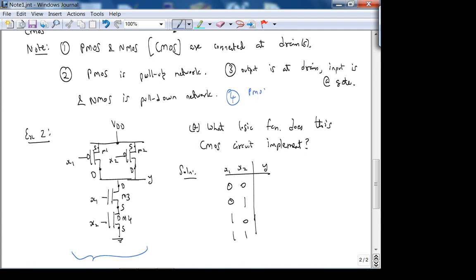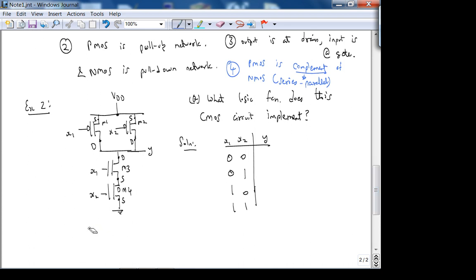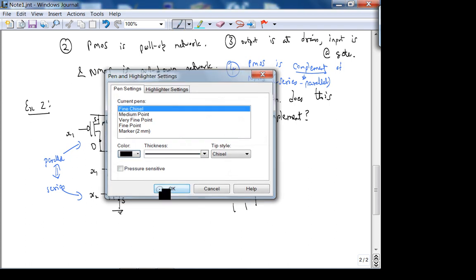So PMOS is, this is the way it's called complementary, is complement of NMOS. In terms of, so complement means in terms of series parallel. That's what I meant. That's exactly what you should notice from here. So this in series implies, so it goes both ways, this is in parallel. That's exactly what I want you to notice. And I screwed this up because this is in parallel in this case, and this is in series. Okay.